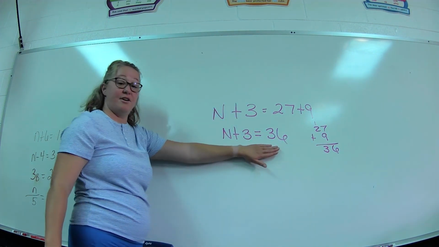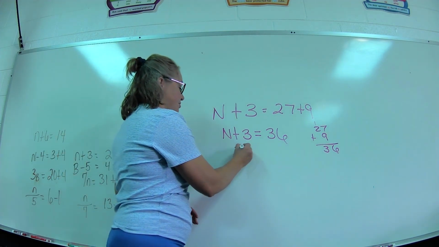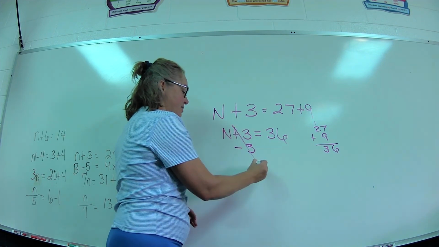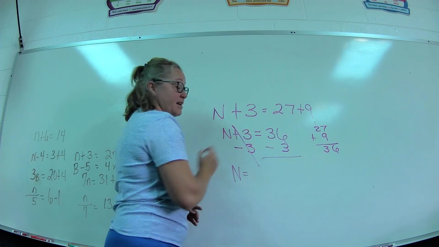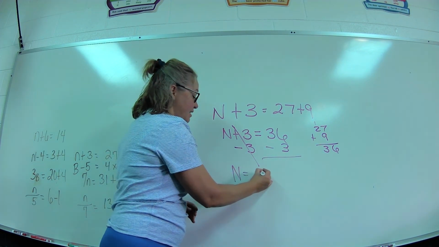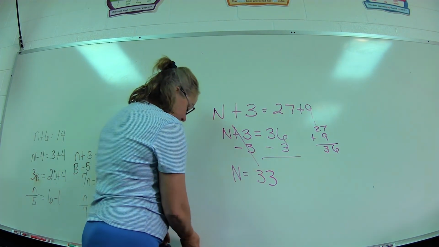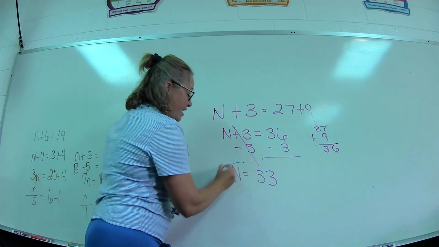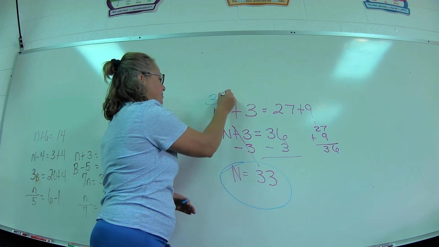All right, now this is an addition statement, so I need to subtract 3. That gives me my n. Subtract 3. 36 minus 3 gives you 33. All right, again, to check it, we will take the value of n, we said was 33. We will put it right there.